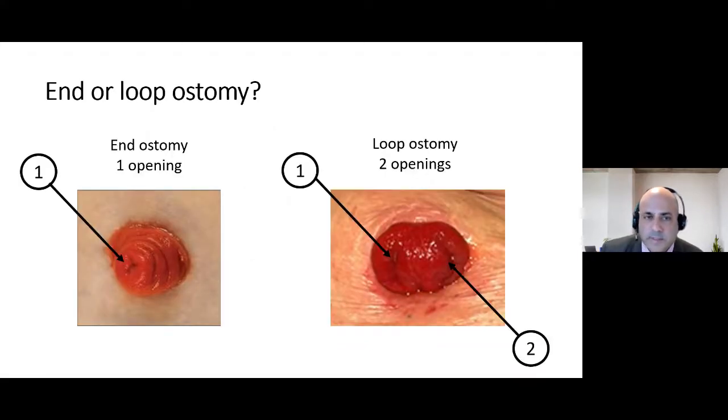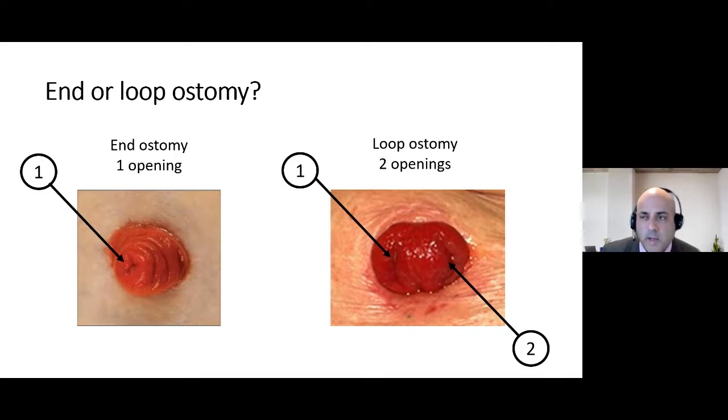Another point of interest is, what kind of ostomy does one have? Is it an endostomy or a loopostomy? An endostomy has one opening, and this is often done for a permanent type ostomy. For example, you may have a colostomy, ileostomy, or even a urostomy that just has one opening. In some cases, a surgeon may do what's called a loopostomy, and a loopostomy is typically done on an ileostomy. It may be done on a colostomy, but we see it much more often on an ileostomy, and that's where there are two openings on the ostomy.